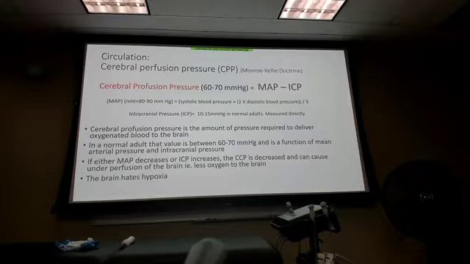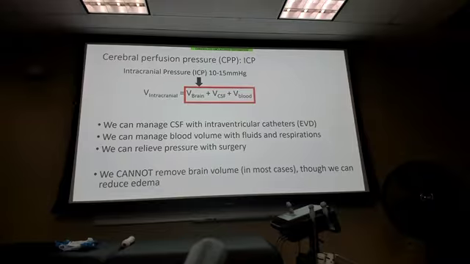So in normal people, you and I, when either our MAP decreases or ICP increases, our CPP, or cerebral perfusion pressure, decreases, and that can cause an underperfusion of the brain. Now, when you have a brain injury, you have increased ICP because there's increased swelling. What we can do is play around with the MAP, either up or down, to try to decrease that pressure inside the head.